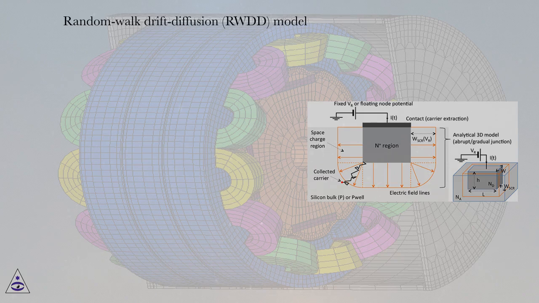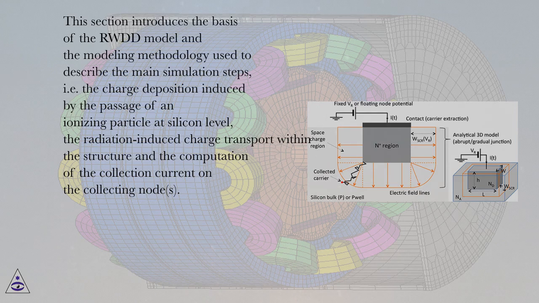Random Walk Drift-Diffusion, RWDD, model. This section introduces the basis of the RWDD model and the modeling methodology used to describe the main simulation steps, i.e. the charge deposition induced by the passage of an ionizing particle at silicon level, the radiation-induced charge transport within the structure and the computation of the collection current on the collecting nodes.